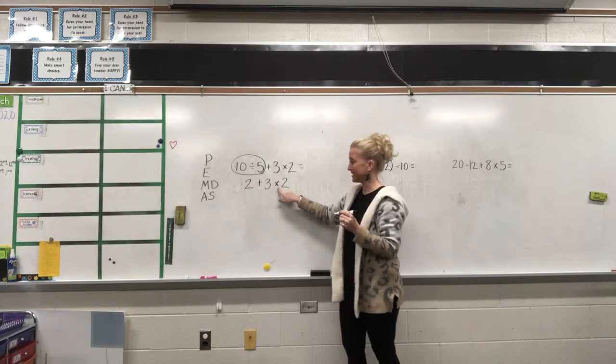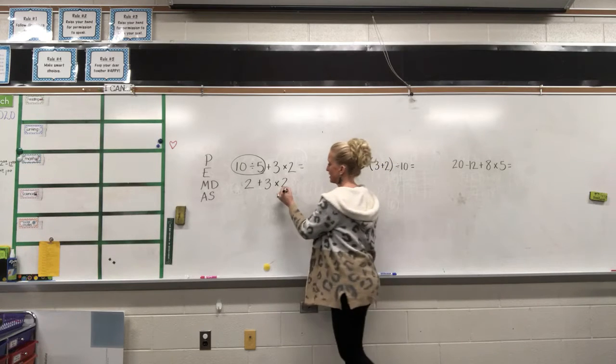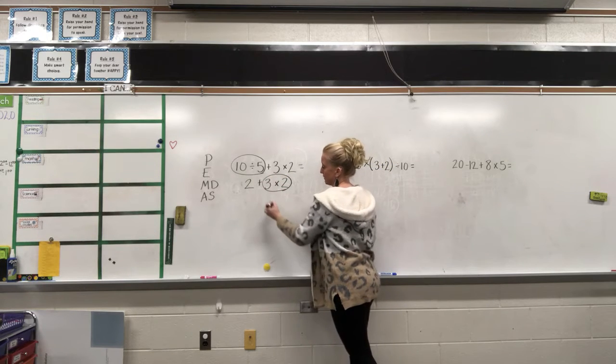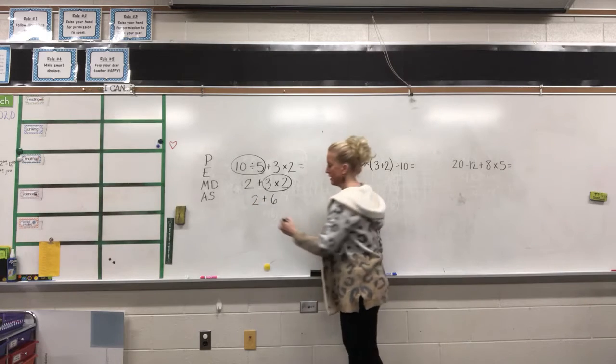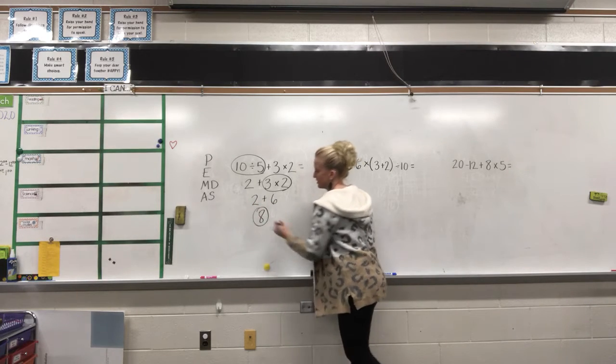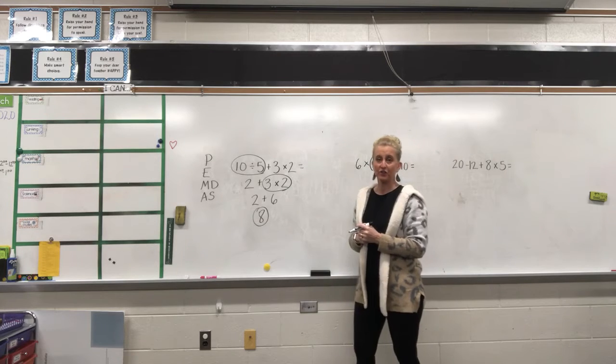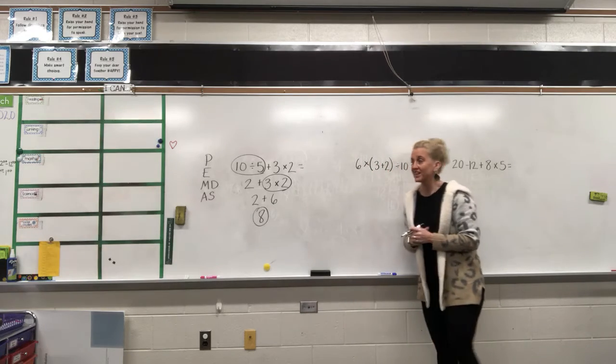Then I've got a plus and a times. I know that times is going to come first. So I'm going to do 3 times 2, which is 6. So that's going to leave me 2 plus 6. So my final answer for this one is going to be 8. Okay, hopefully you guys got that one right too. Let's try the next one.